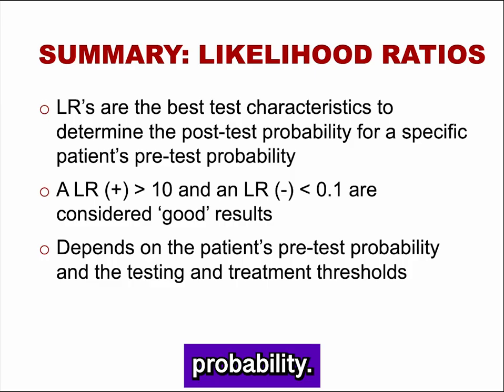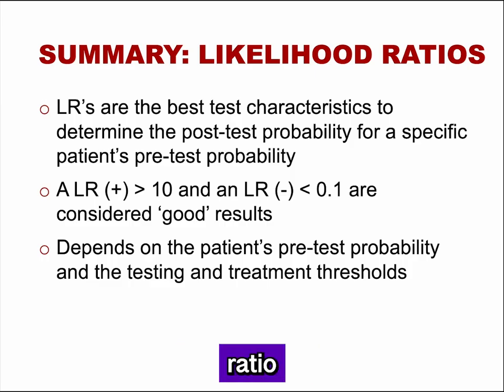Likelihood ratios are the best test characteristics to determine the post-test probability of disease from a specific patient's pretest probability. In general, likelihood ratios of a positive test greater than 10 and a likelihood ratio of a negative test less than 0.1 are considered good results. How good a result is will depend on the patient's pretest probability and the testing and treatment thresholds.